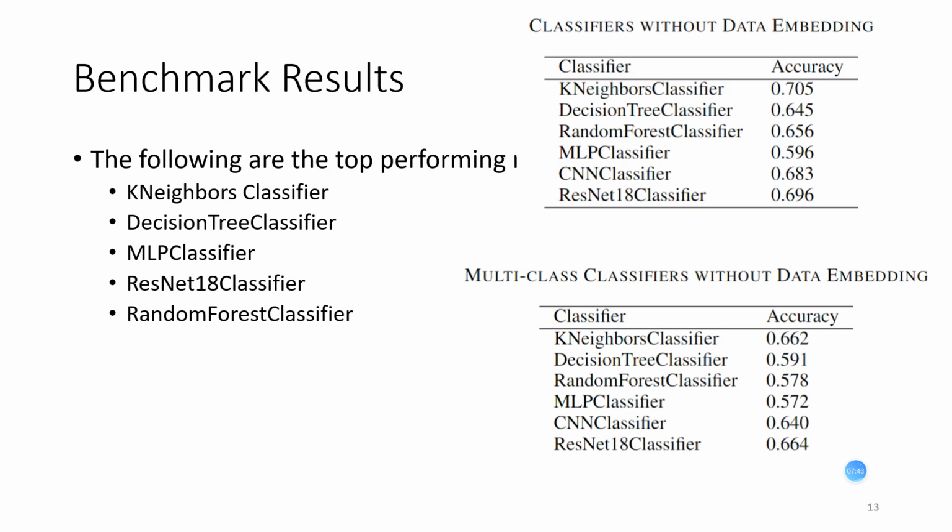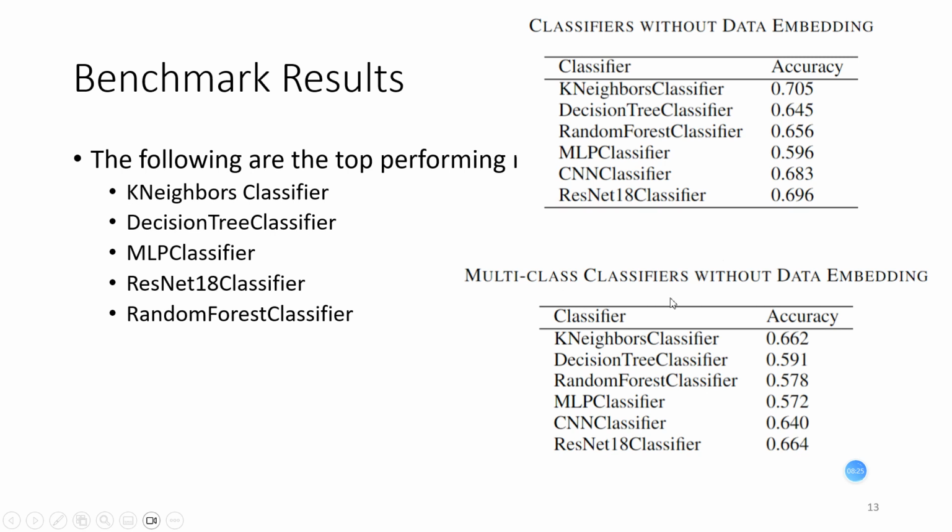Now I want to talk a little bit about the benchmark results. The following models are the top performing: the KNN classifier, decision tree classifier, multi-layer perceptron classifier, ResNet 18, and random forest. First of all, we check the classifiers without data embedding and normalization. We found that the KNN gives us the best accuracy, about 70%. The ResNet 18 also gives around 70%, and the multi-layer perceptron gives the lowest accuracy, about 60%. Most of them are between 60% and 70%.